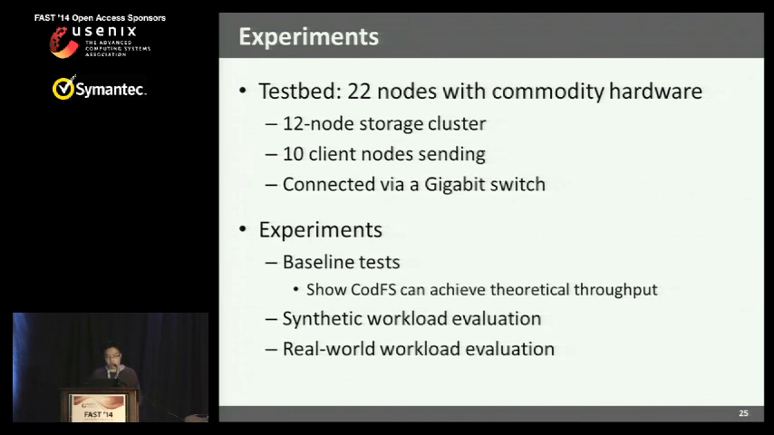So we do the experiments and we test it on a testbed with commodity hardware. We have 22 nodes. 12 nodes will be the storage cluster, and 10 client nodes keep sending the data, and they are all connected using a gigabit switch. We did different types of experiments. In the baseline test, we showed that CodFS can achieve the theoretical throughput. Again, for how we get that result, you can take a look at the paper. We also run synthetic traces and also real-world traces using the MSR and Harvard traces. But in this talk, we just look at the synthetic workload, so you can get an idea of how CodFS works.